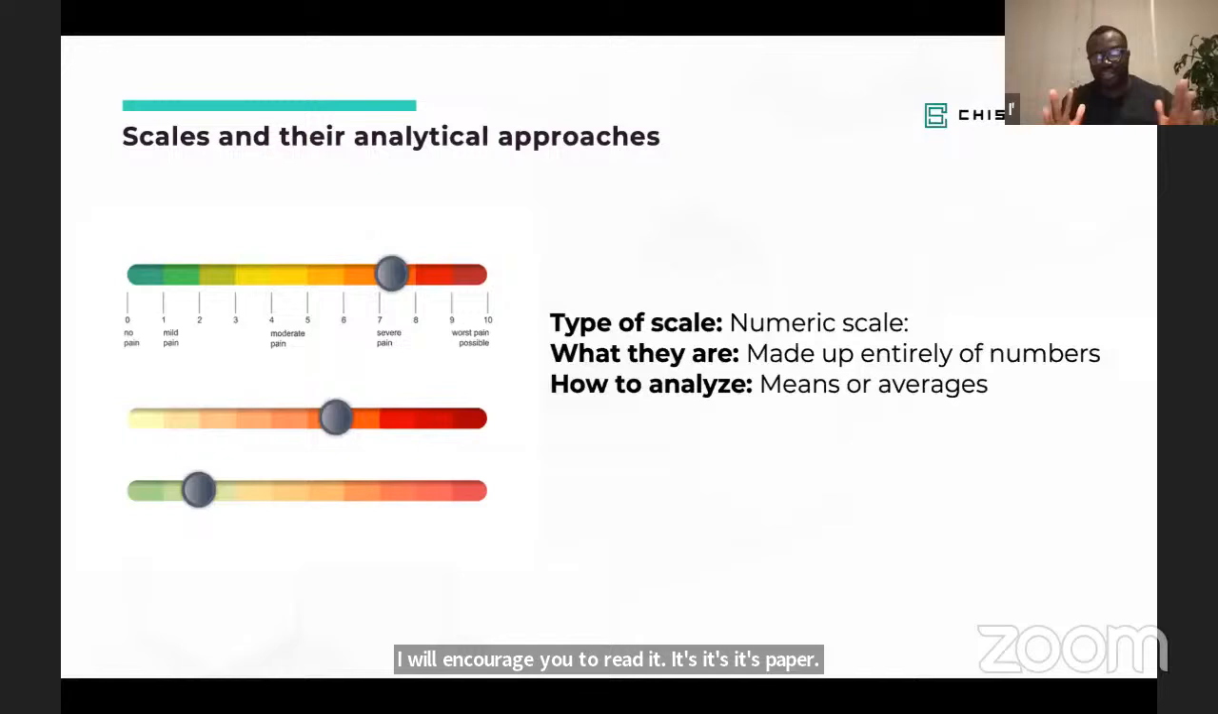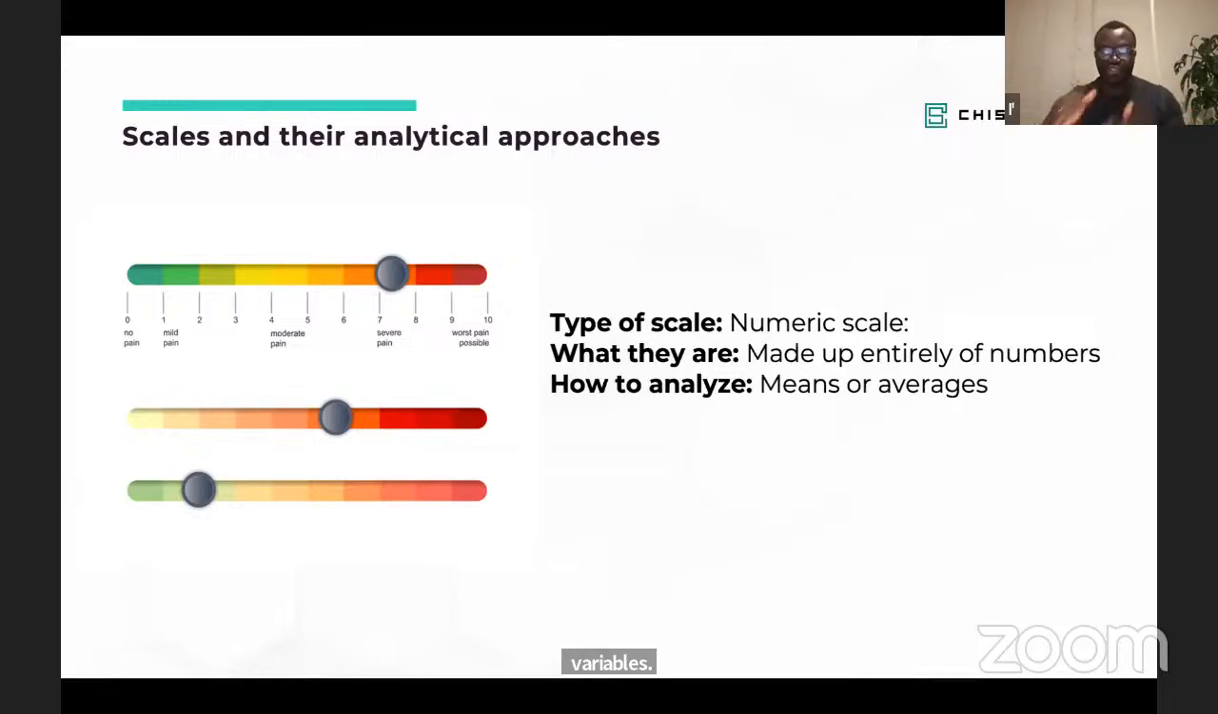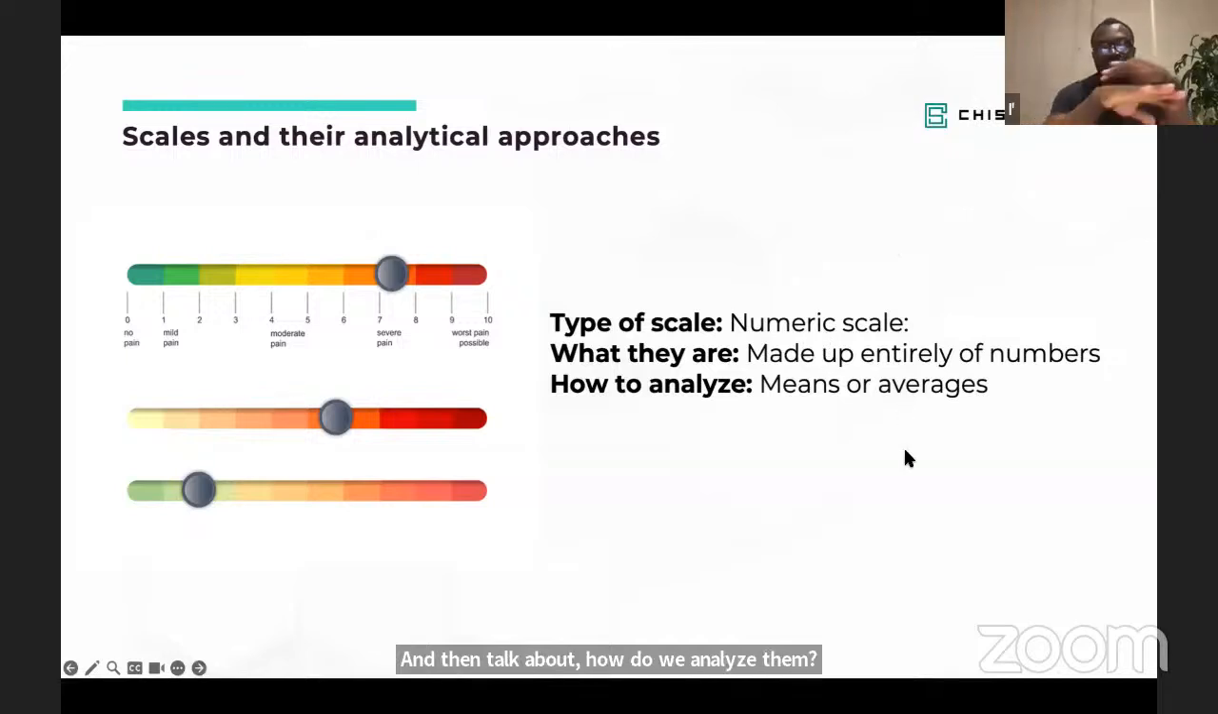Now let's talk about scale. For the rest of the class, since we've understood the general classification of variables, we'll focus a little bit on types of scales, then zone in on ordinal scales, and then talk about how we analyze them. There are different types of scales, and they have implications on how we analyze them.